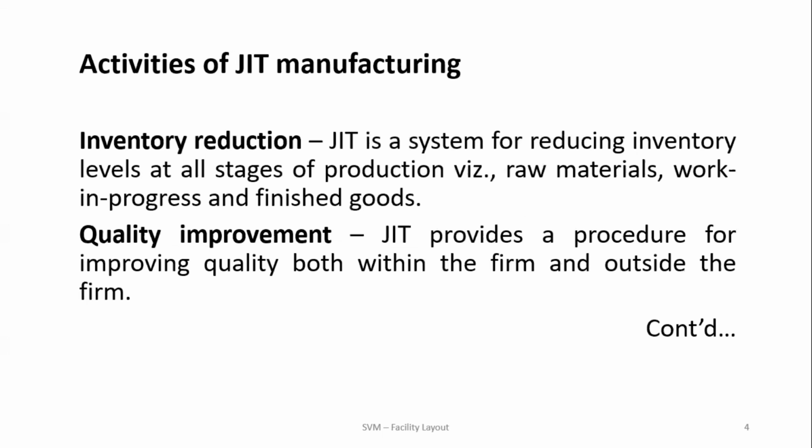JIT is a system for reducing inventory levels at all stages of production, that is the raw material stage, WIP stage, and finished goods stage. Quality improvement. JIT provides a procedure for improving quality both within the firm and outside the firm. So the first point, inventory reduction, is basically to minimize the inventory levels throughout the production process. The second point about improving quality is within the organization and also with the suppliers.